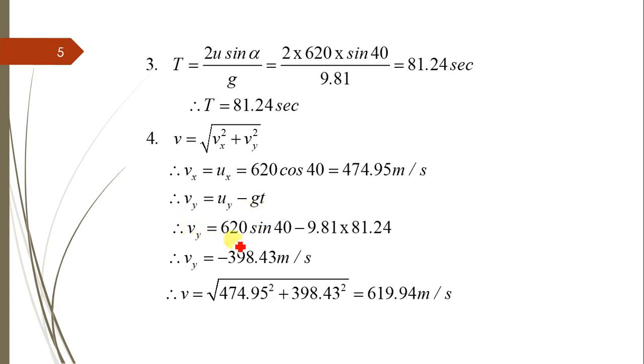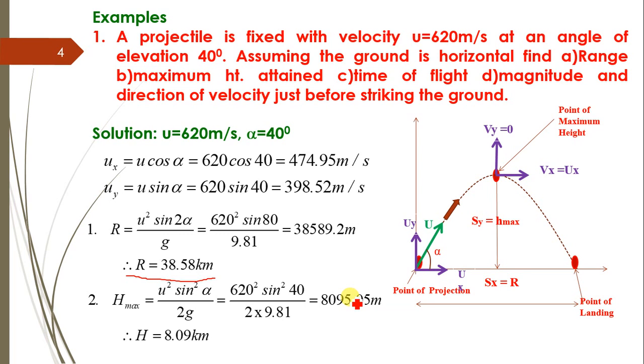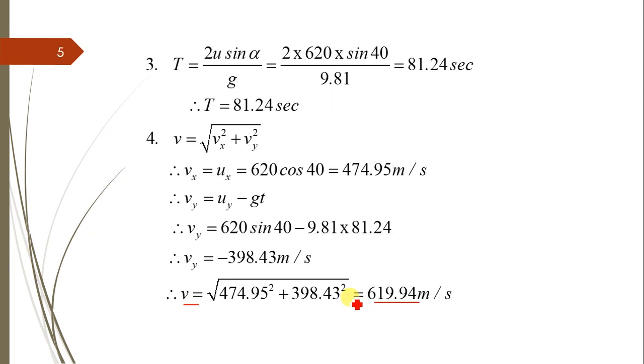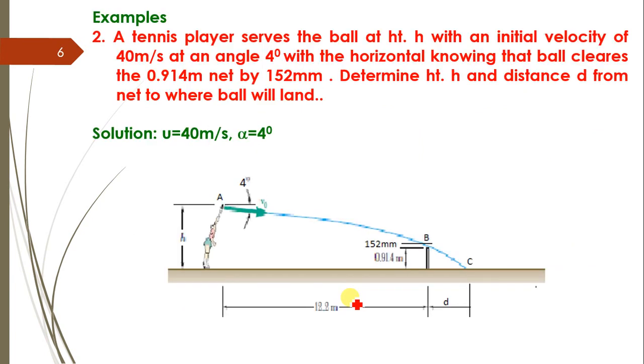So vy equals to 620 sin 40 minus 9.81 into 81.24, that is vy equals to minus 398.43 meter per second. So substituting the values, we get the velocity at the point of landing is equal to 619.94 meter per second. So in this way, by using the standard formulas or trajectory equation, we can obtain the range, then maximum height attained, then time of flight, as well as the velocity at the point of landing. Now let's solve the next problem.